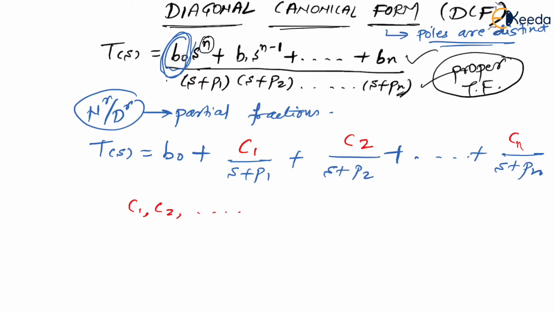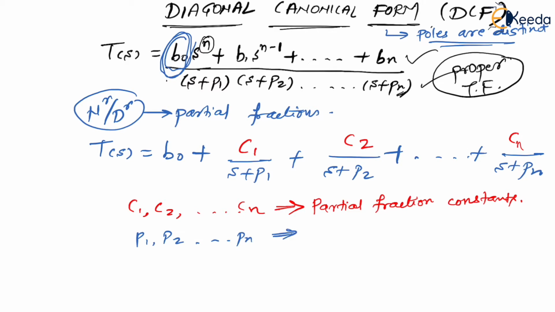So from c1, c2 up to cn, what we have are partial fraction constants. We call them partial fraction constants, right? And what are p1, p2, pn? They are nothing but the poles. Now here is the concept.